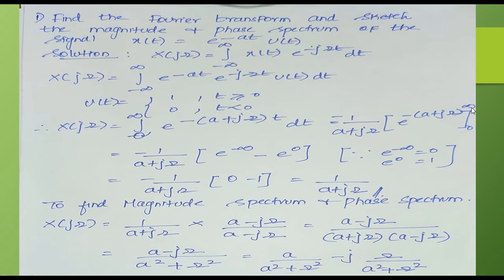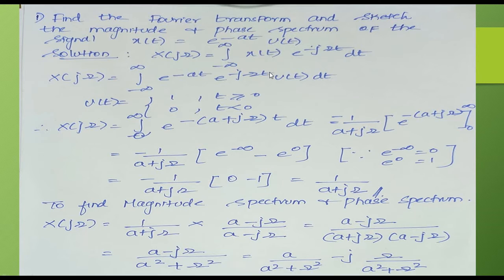The concept is upper limit minus the lower limit; wherever you have t, you apply the limits. So minus 1 by a plus j omega, times e power minus infinity minus e power 0. E power minus infinity is always 0, and e power 0 is 1. Substituting, minus 1 by a plus j omega, times 0 minus 1. So you get the answer as 1 by a plus j omega. This is the Fourier transform of the signal e power minus at u of t.